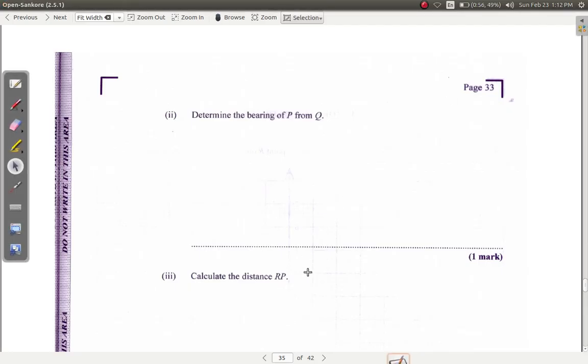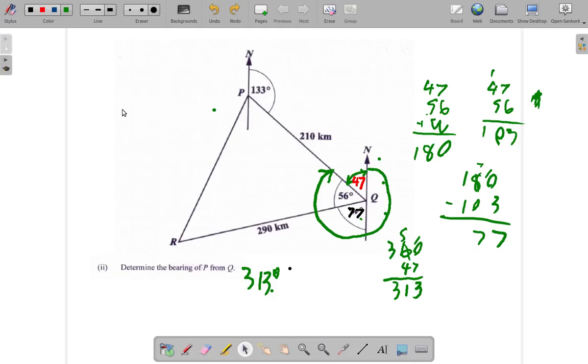Alright. And then they say calculate the distance RP. You want the distance from R to P. RP. This distance that you want. What did you get when you calculated it? Let's see. The distance RP.